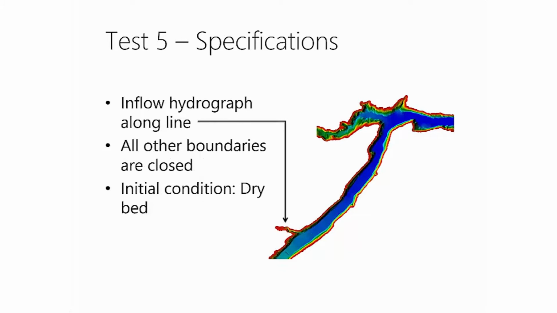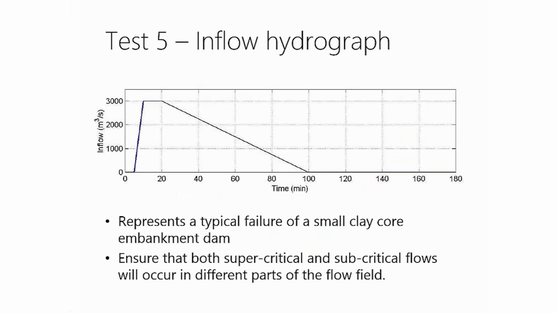So the specifications were that an inflow hydrograph was introduced along the small black line at the bottom of that DEM, and all other boundaries were closed. This was the inflow hydrograph that was used, and it represented a typical failure of a small clay embankment dam. And they wanted to use the particular DEM they did because they wanted to ensure that both supercritical and subcritical flows would occur in different parts of that field.